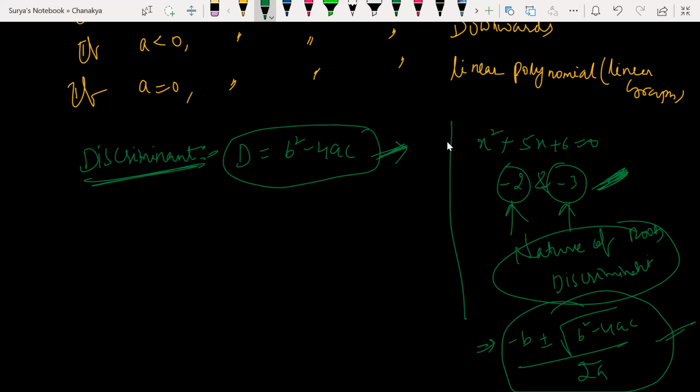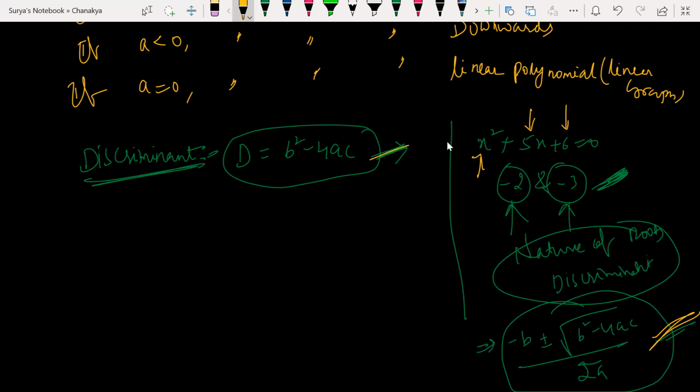Sir, what is a, b, and c here? What is a here? 1. What is b here? 5. What is c here? 6. Straight away substitute here, and you will get the roots. This is also one type of method to find the roots of quadratic equations.